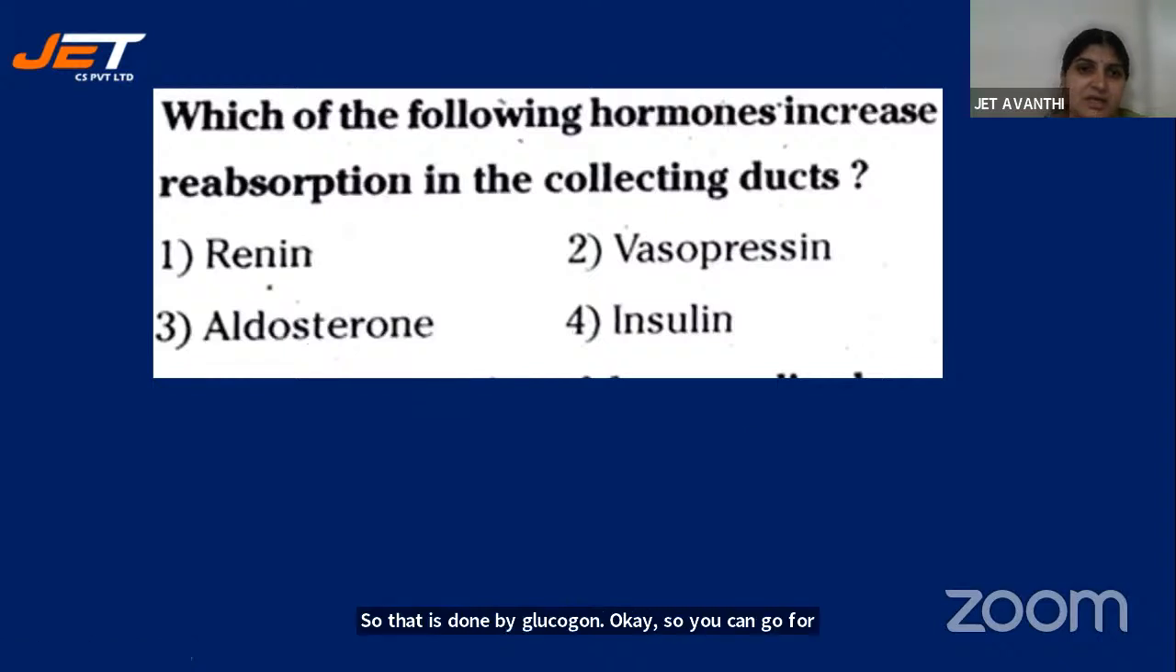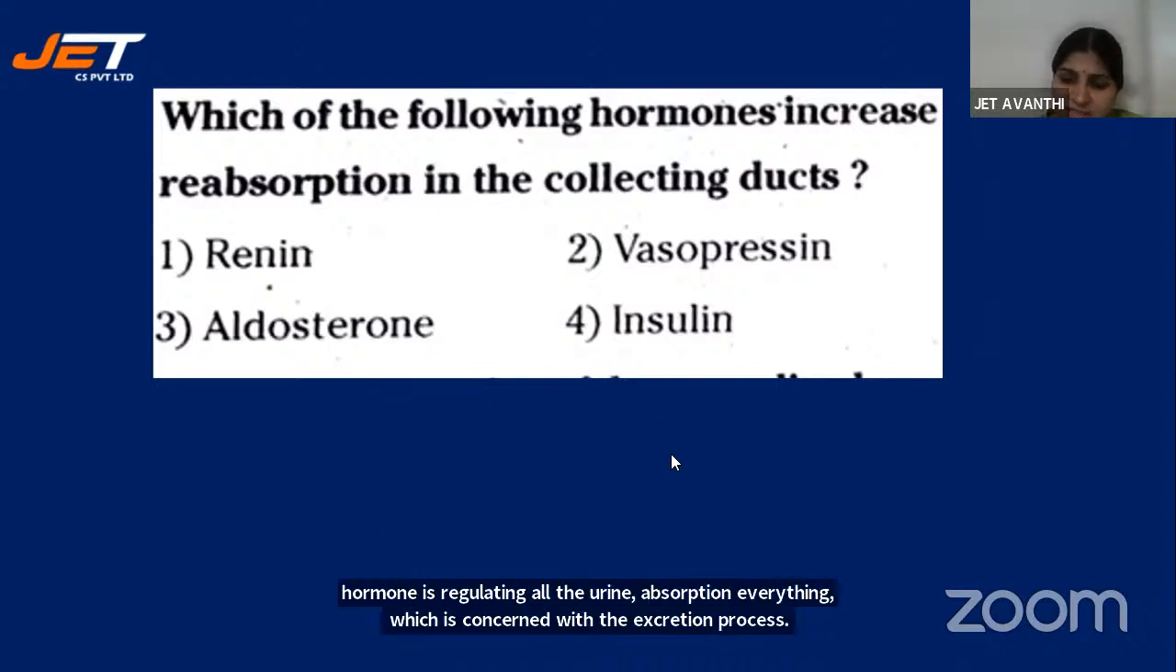Okay. Next. Which of the following hormones increase reabsorption in the collecting duct? This was a repeated question. Only one hormone, we know that. Very good. It is vasopressin, children. Any question that comes from the excretory system regarding hormones, blindly you can keep vasopressin, because only one hormone is regulating the urine secretion, absorption, everything concerned with the excretion process. It is vasopressin.